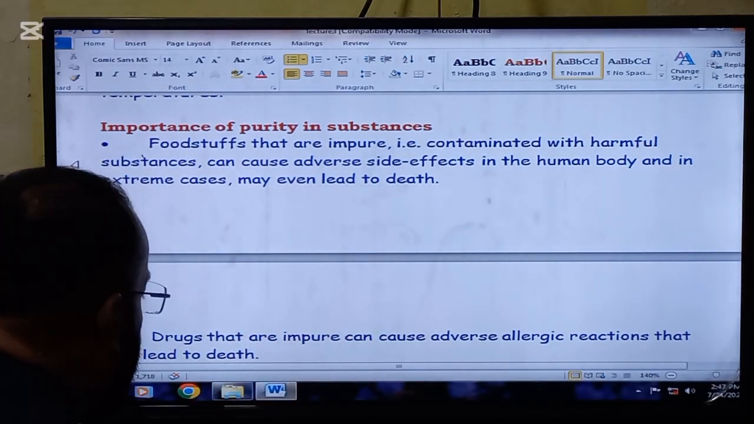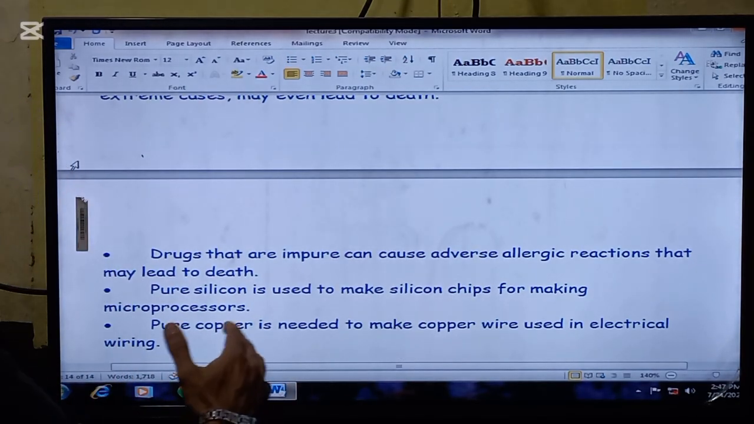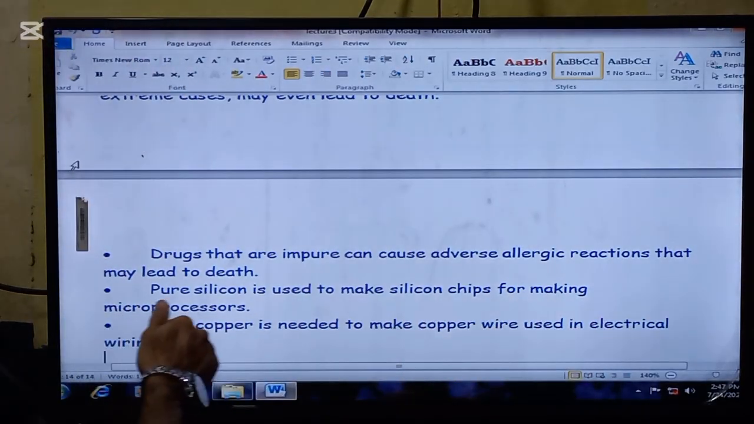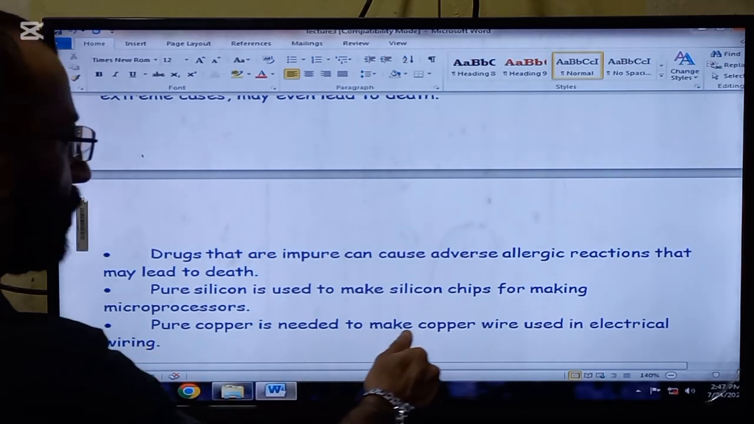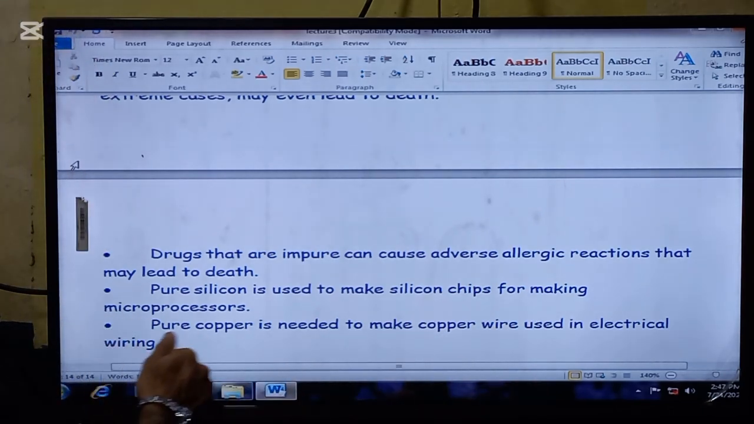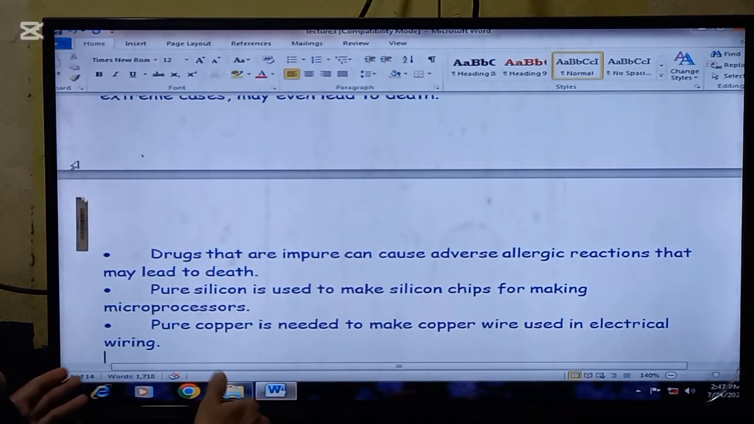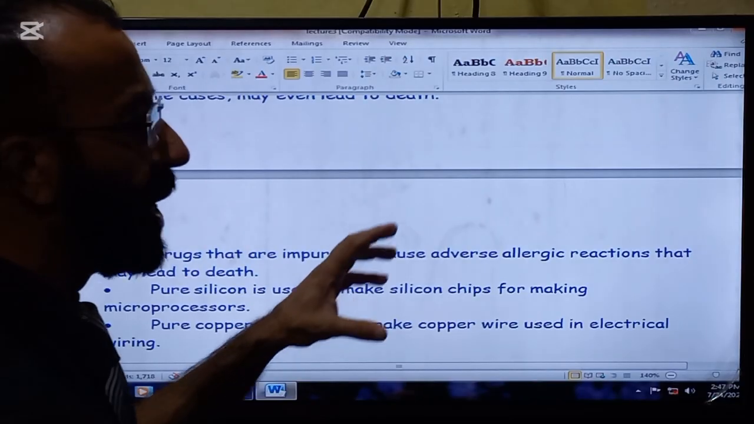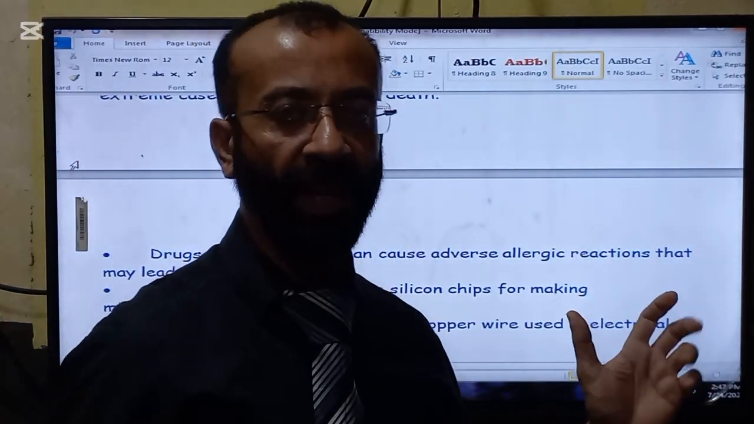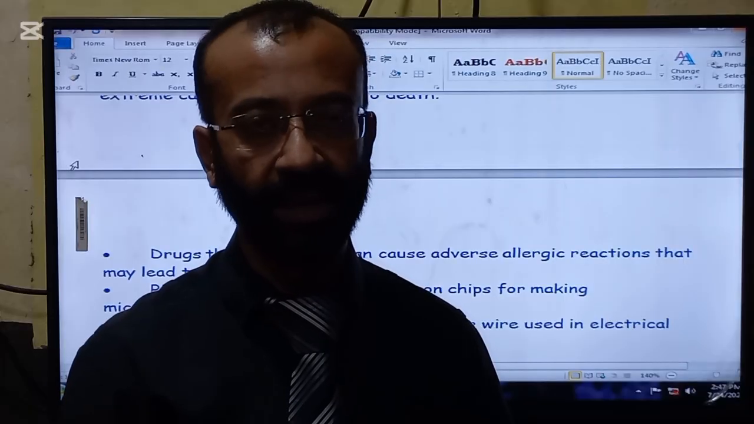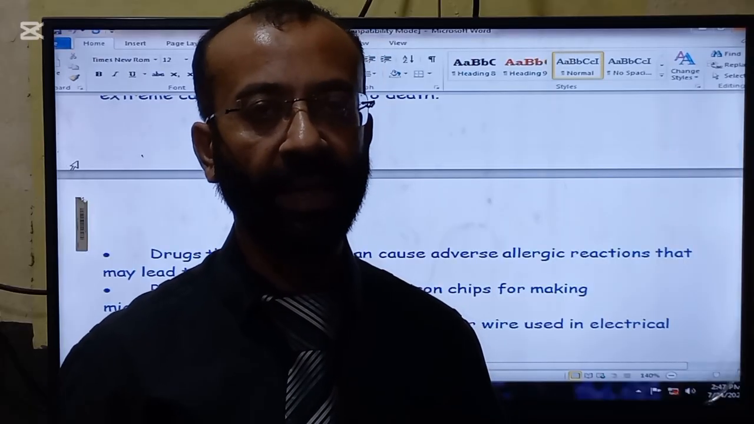Number two, drugs that are impure can cause adverse allergic reactions that may lead to death. Number three, pure silicon is used to make silicon chips for making microprocessors. Next, pure copper is needed to make copper wire used in electrical wiring. So these are some points in favor of why it is very important to check the purity of the substance. So this was the lecture, students.